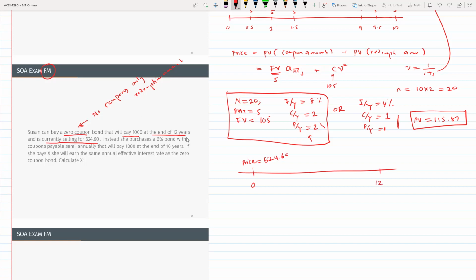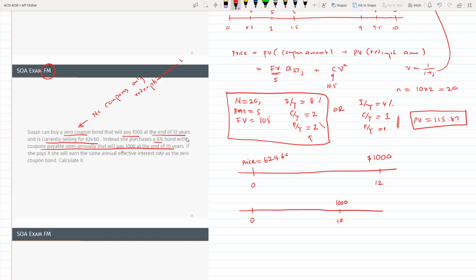And then this is 12 years, and at the end of 12 years, you get 1,000 if you buy this bond. Instead, she purchased a 6% bond with coupon payable semi-annual that will pay 1,000 at the end of 10 years. So instead of buying that, she bought a 10-year bond, which pays 1,000 at the end of 10 years.